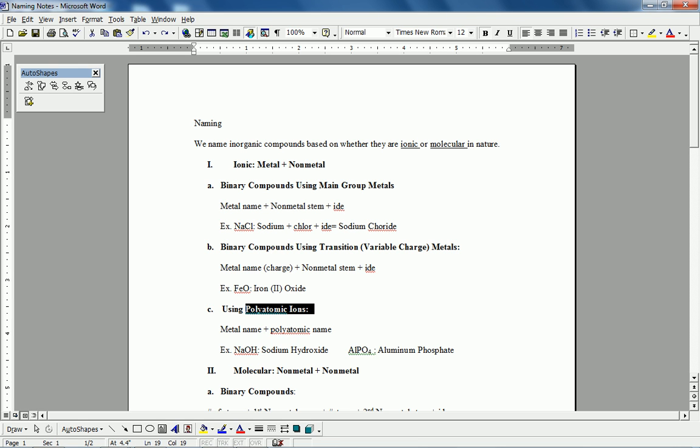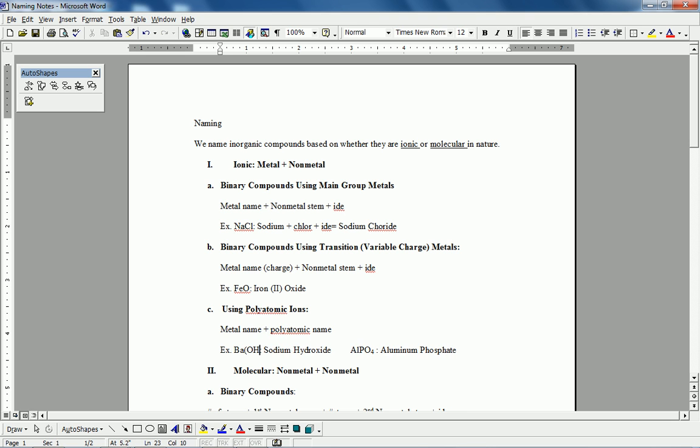You give the metal's name and the polyatomic's name. Simple as that. Sodium and hydroxide, NaOH: name of the metal, sodium. Name of the polyatomic, hydroxide. Sodium hydroxide. The name of the metal here is aluminum. The name of the polyatomic is phosphate. It's aluminum phosphate.